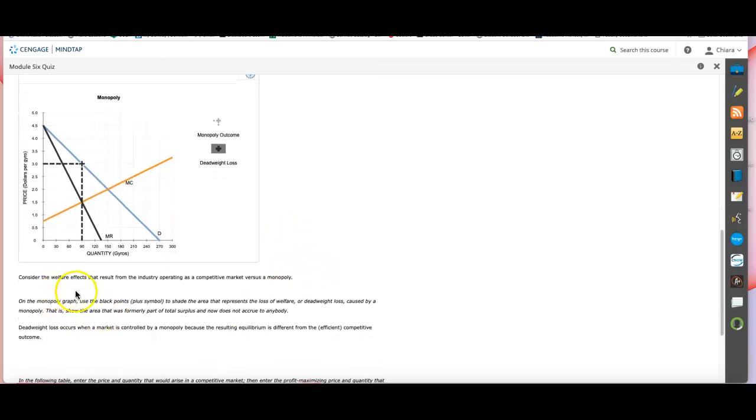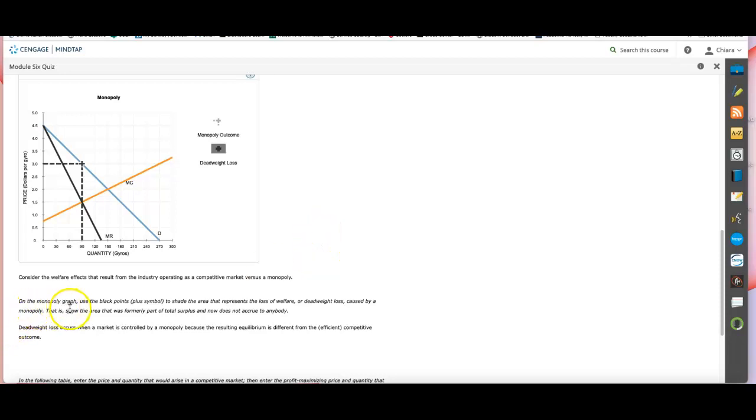Now consider the welfare effects that result from the industry operating as a competitive market versus a monopoly. And consider this: if the market was competitive, this would be the quantity, 150, for a price of $2. But now that we've moved to a monopoly, we sell only 90 for a price of $3. The market has shrunk. It has become a smaller market, right? So that missing portion of quantity sold and that higher price, those are the welfare effects of a monopoly versus a competitive market.